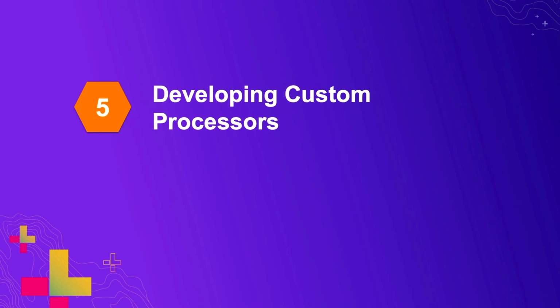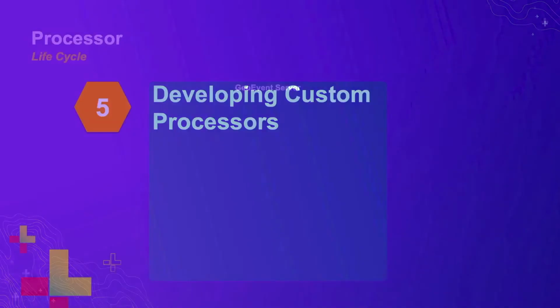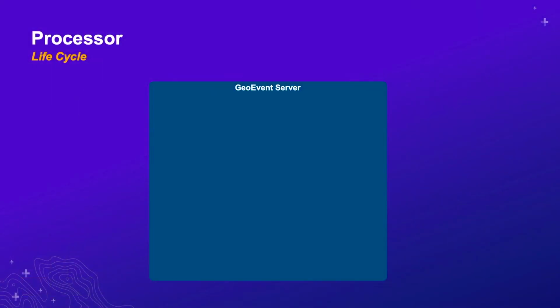Up to this point, we have learned how we can move and adapt our data into GeoEvent objects. Now we can perform analytics on those objects through the use of processors. Similar to a transport, a processor has 5 stages in its lifecycle.